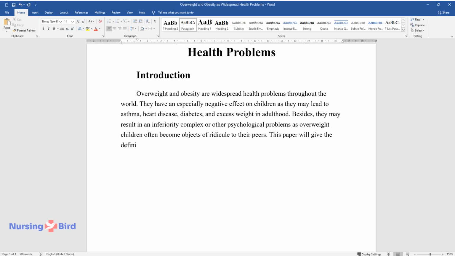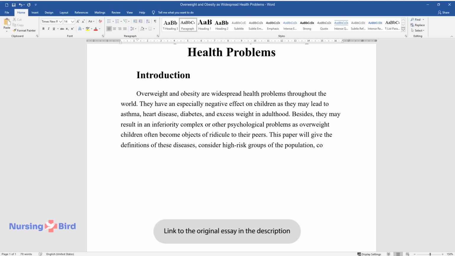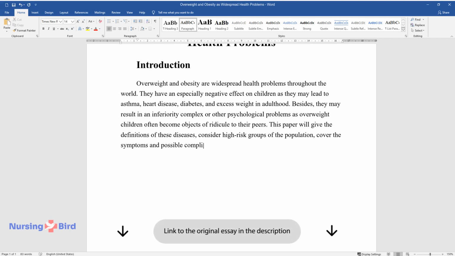This paper will give the definitions of these diseases, consider high-risk groups of the population, cover the symptoms and possible complications, and explain how these illnesses are diagnosed.